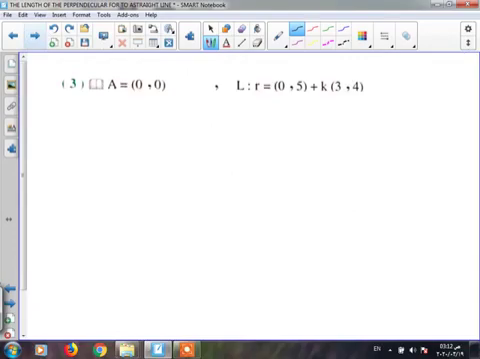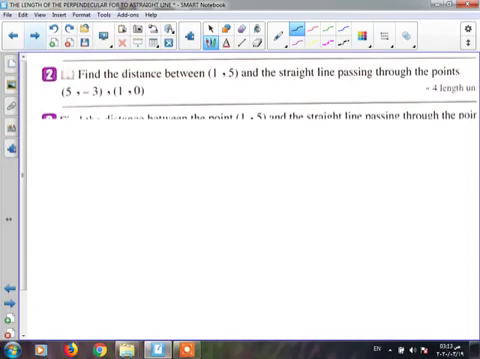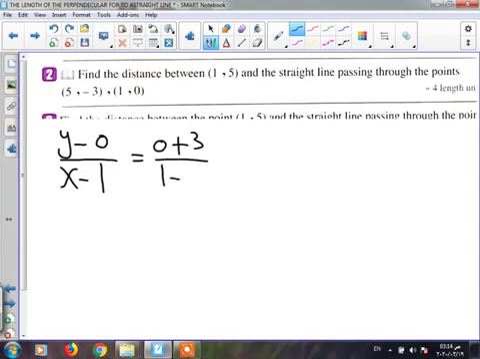Next question. Find the distance between the point 1 and 5 and the straight line passing through the points 5 and negative 3, and 1 and 0. First of all, we must find the equation of the straight line which passes through these 2 points. You will make y minus 0 over x minus 1 equal the slope. Let me find the slope. It's 0 plus 3 over 1 minus 5.